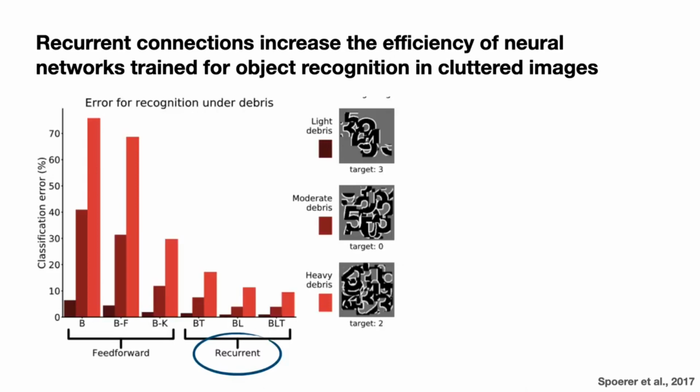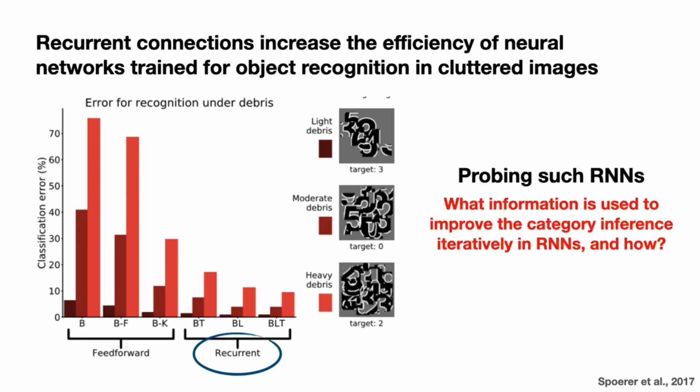In 2017, while faced with the challenging task of finding an intact object within a lot of clutter, it was shown that recurrent neural networks can do quite well. They outperform parameter matched feed-forward networks. This was an exciting result, and we were very curious as to what is happening inside such RNNs which are trained to do object recognition in cluttered images. Specifically, what kind of information is actually being used in the recurrent neural network to improve the category inference iteratively?